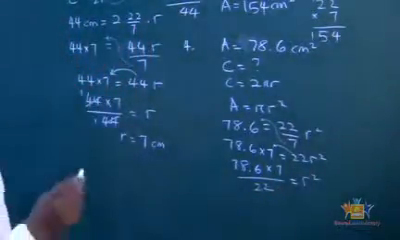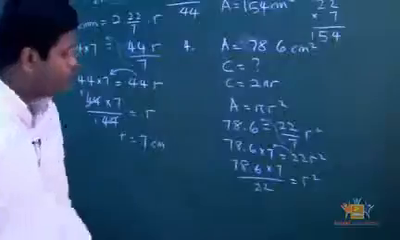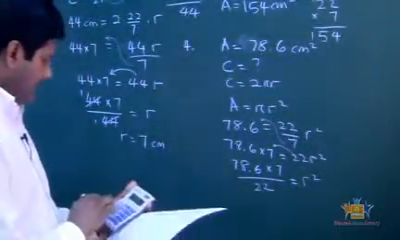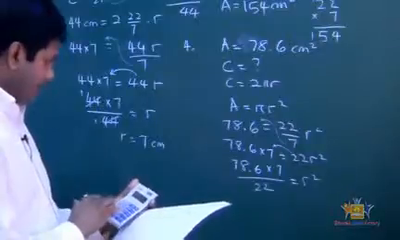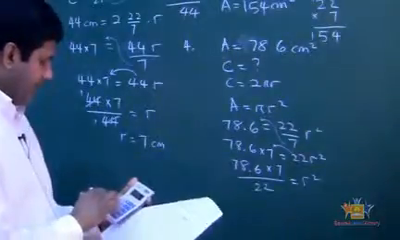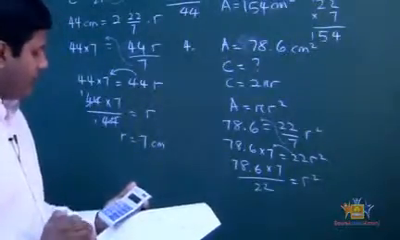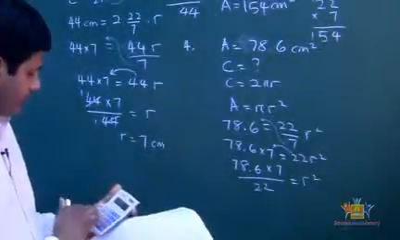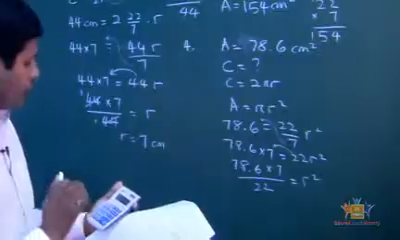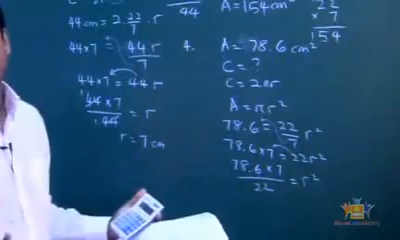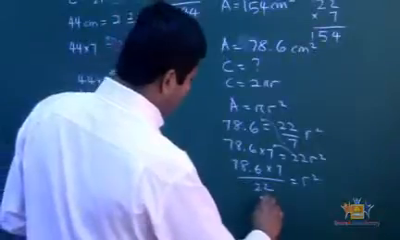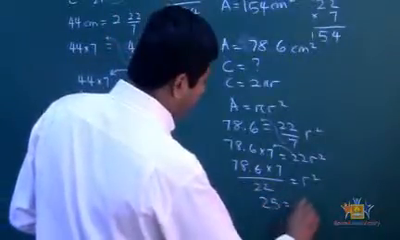Before we find r, let's solve this one first. Let's take the calculator and punch in 78.6 times 7, that gave me 550.2, and then divide that by 22. That gives me 25.009. So we can just say 25. We're going to round it to 25. So that gives me 25 equals r squared.